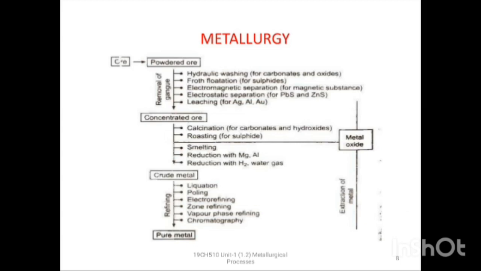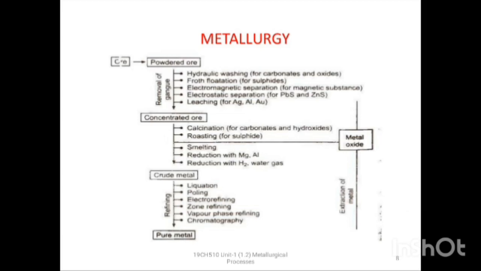In the first step, the ore is converted into a powdered ore. The next step is ore concentration. Ore concentration involves four or five processes: one is hydraulic washing, the second is froth flotation, the third is magnetic separation, the fourth is electrostatic separation, and the fifth is leaching. During the process of ore concentration, we are removing the gangue materials.